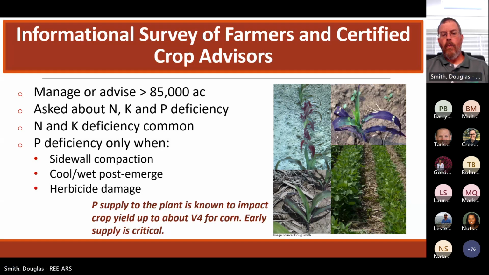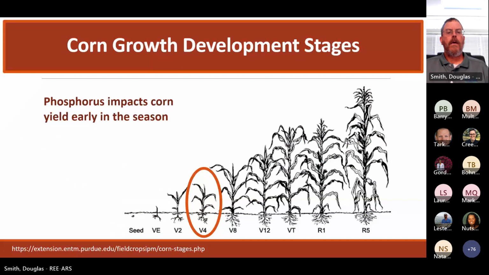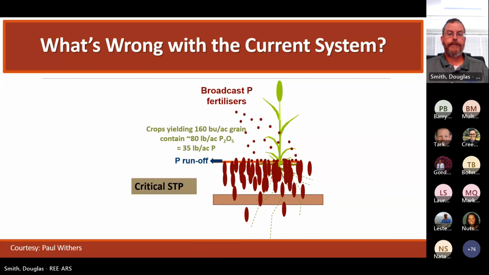So one thing we do know is that phosphorus supply to the plant early in the season is very critical to determining crop yield. We know that this happens by V4. When we talk about crop growth stages, we talk about V as being the vegetative stages of corn growth, and R being the reproductive stages of corn growth. So V4 is where we know that it's critical to have phosphorus supply to the plant. And that's where we have 4 true leaves.